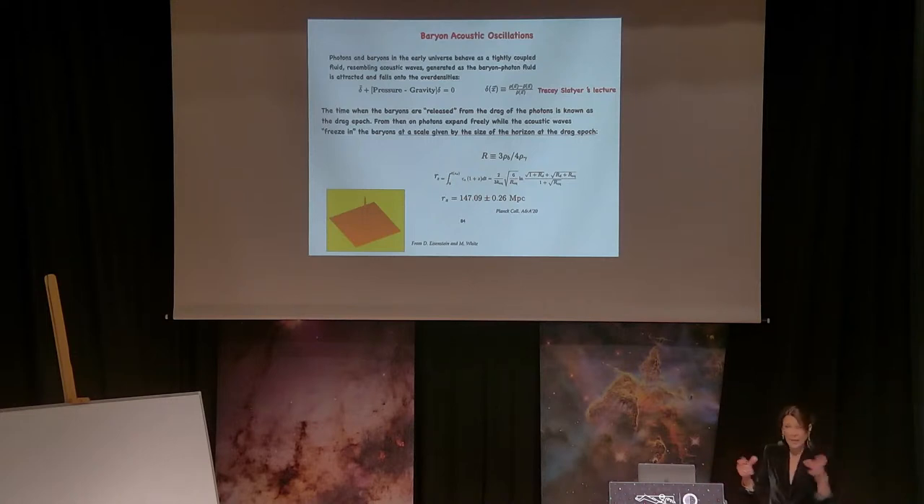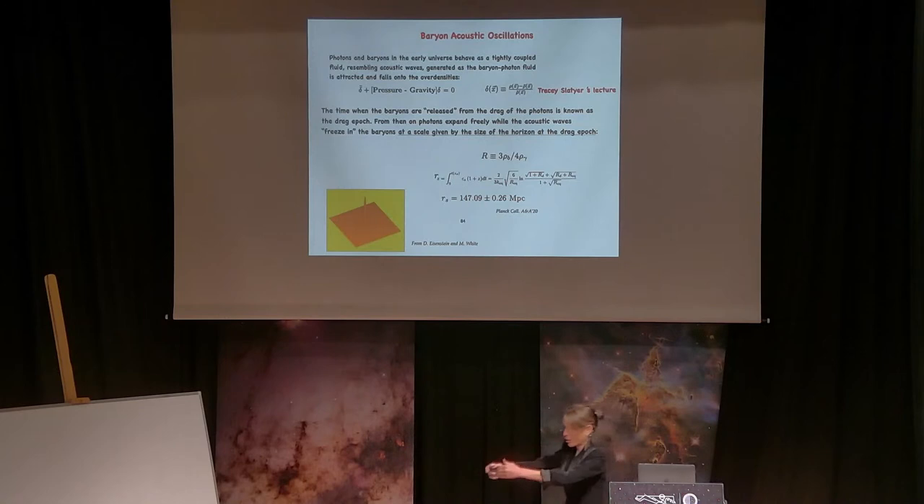So photons and baryons are tightly coupled, and they resemble acoustic waves. In the baryon-photon fluid, there is a competition between pressure and gravity. And we have here the matter overdensity delta. The time when baryons are released from the drag of photons is known as the drag epoch. At this time, photons expand and baryons freeze at a typical scale. You can see this in this animation.